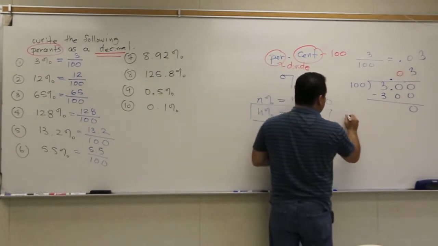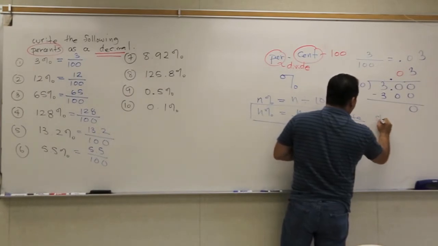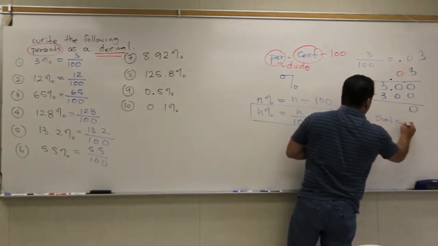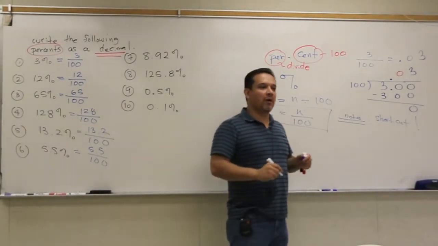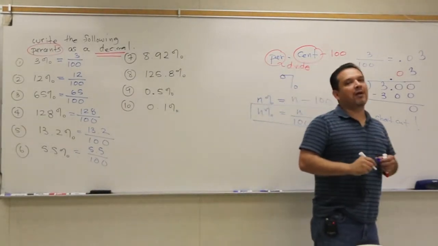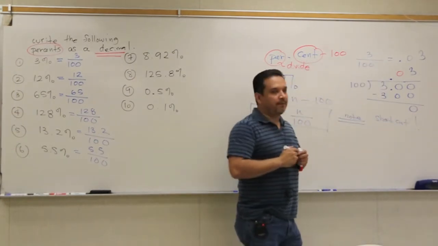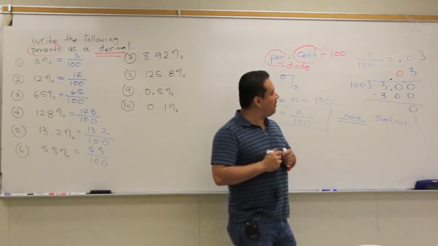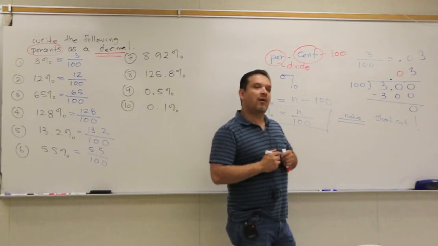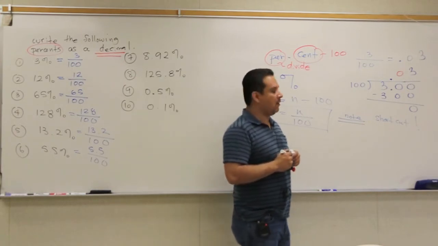So let me say this. Let's recall, or let's note, there is a shortcut. Now, by now, you guys should be really well versed with the shortcut. Does anybody know what the shortcut is? Multiply by 0.01? Oh, that's interesting. That actually works, I think.